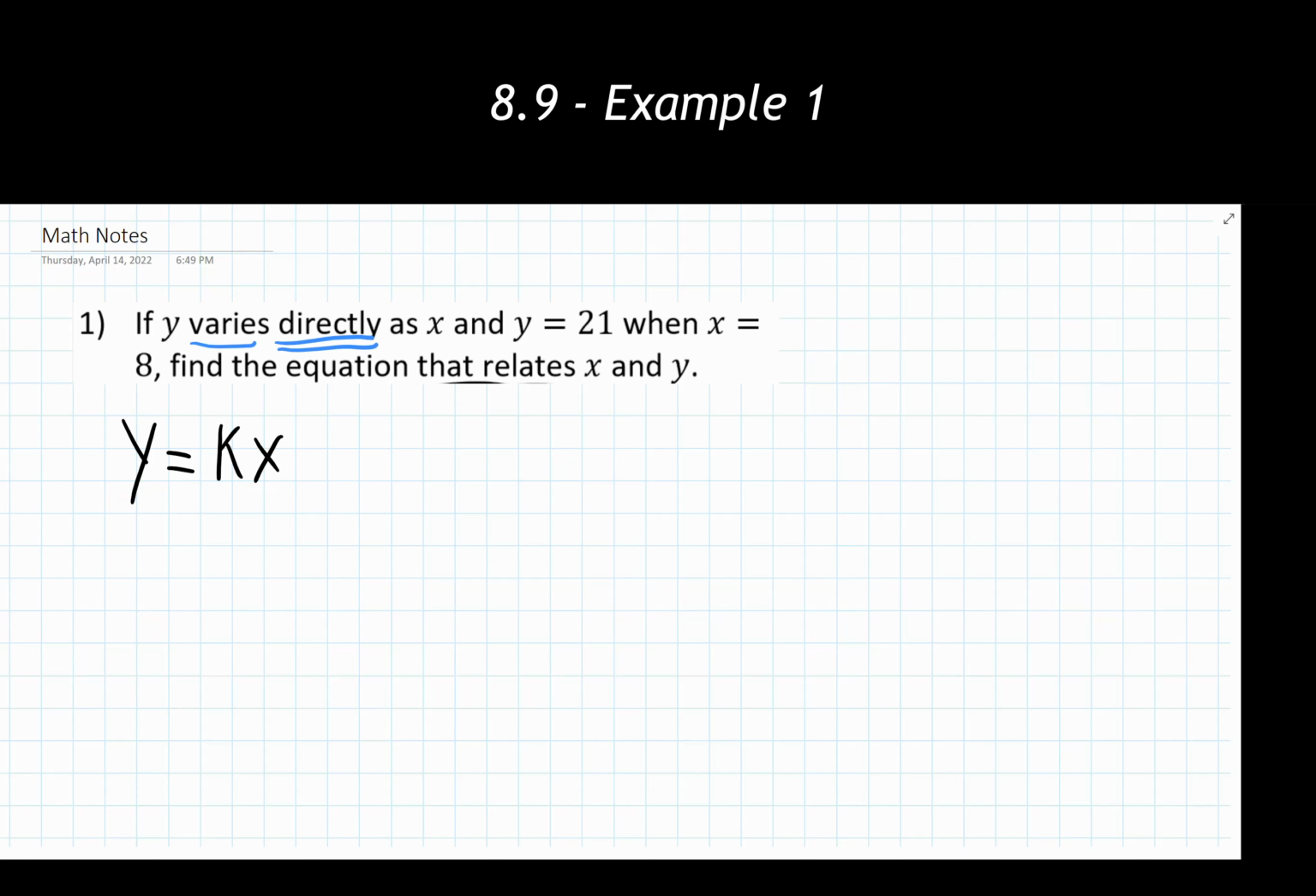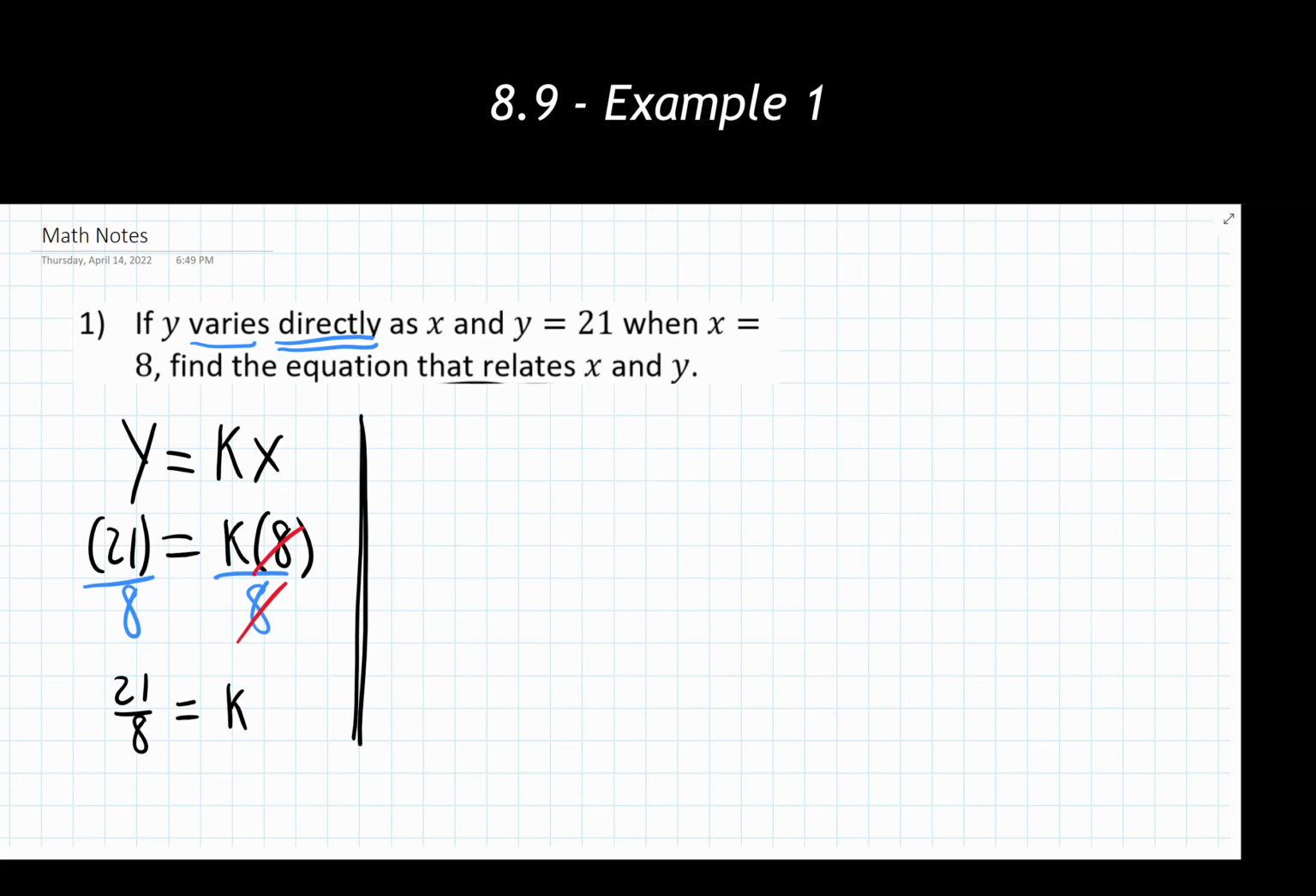So I'm going to plug in what I've been given for y, that's going to be 21. I'm going to plug in what I know for x, which is 8, and I'm going to solve for k. So I'm dividing both sides by 8. The 8's cancel. I'm getting 21 over 8 is equal to k. That can't reduce any further, so I'm good to go there. Now I'm bringing everything back together because I am asked to write an equation that relates x and y. So I'm writing this out as y equals 21 over 8 times x.